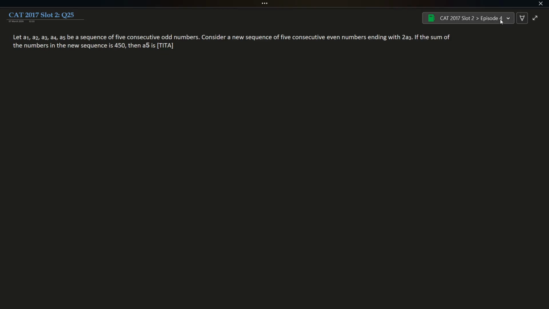Let's move on to the fourth question. Let A1, A2, A3, A4, A5 be a sequence of 5 consecutive odd numbers. Consider a new sequence of 5 consecutive even numbers ending with 2 times A3. Okay, guys. So A1 is an odd number. Let's say 2n minus 1, n is greater than or equal to 1, and n belongs to natural numbers. So what will be A2?